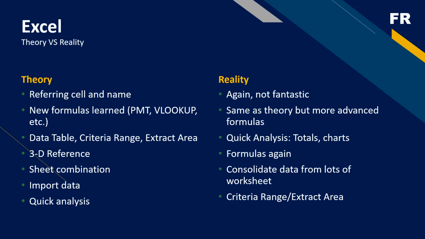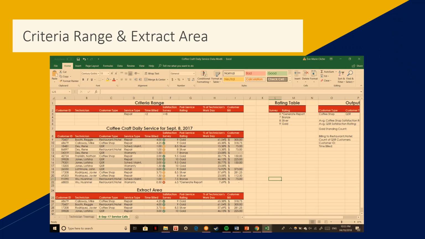As for the criteria range and extracted area, I didn't explain it, but here you can see that there are three parts in my sheet. First of all, there's the criteria range, then there's the information you want to search from, then there's the extracted area. So first you put your criteria in the criteria range on the top, then you go in data, you do advanced search, and then you enter the criteria range and you press enter.